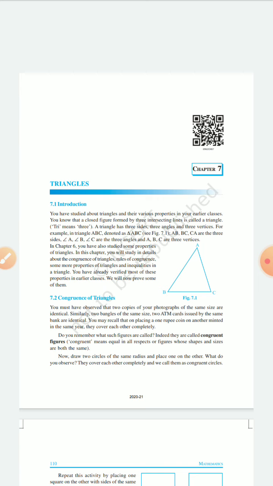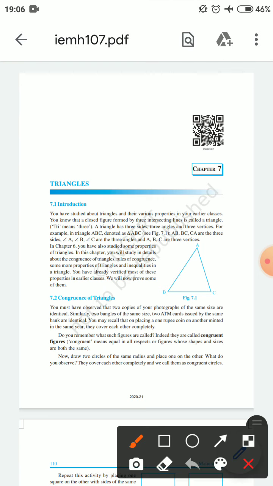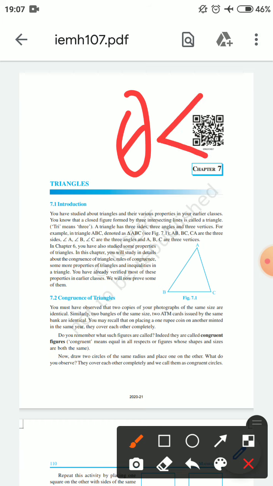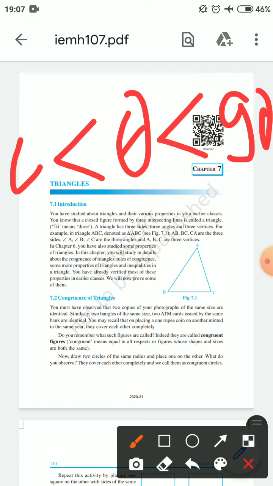Right, on the basis of angles there are three types of triangles. One is acute angle triangle, second right angle triangle, and third one is obtuse angle triangle. Acute angle triangle: in an acute angle triangle our angle is less than 90 degrees and greater than 0 degrees.